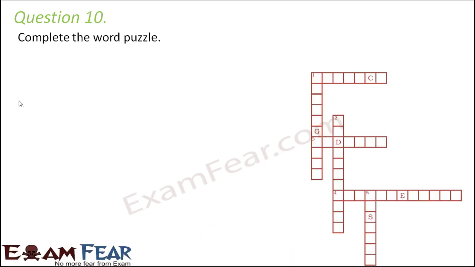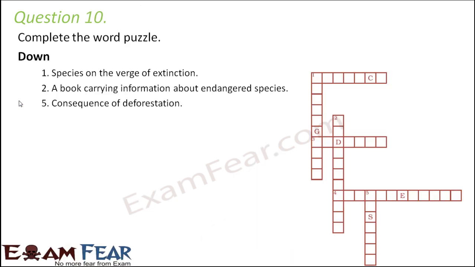Question number 10. Complete the word puzzle. Down. Number 1. Species on the verge of extinction. So those who are about to become extinct, because they have remained in very small numbers, are called endangered species. So this will be endangered.